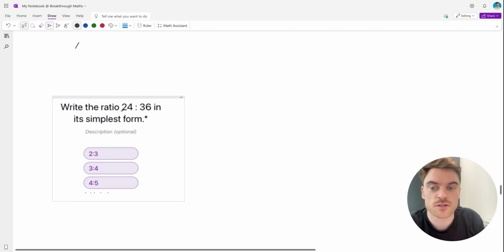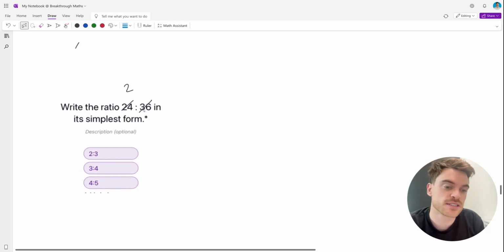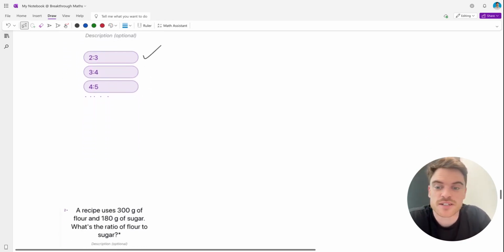12 into 24, it goes 2 times. 12 into 36, it goes 3 times. That's your answer. I know it looked easy like that, but it's just thinking simply about it.